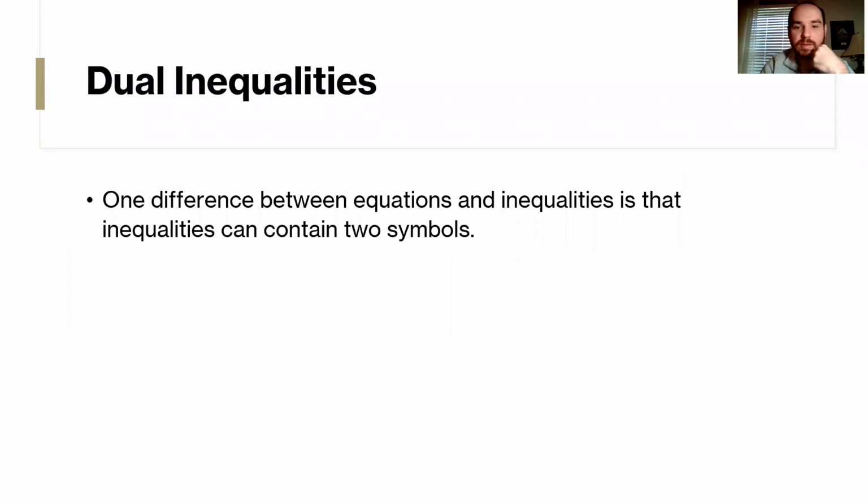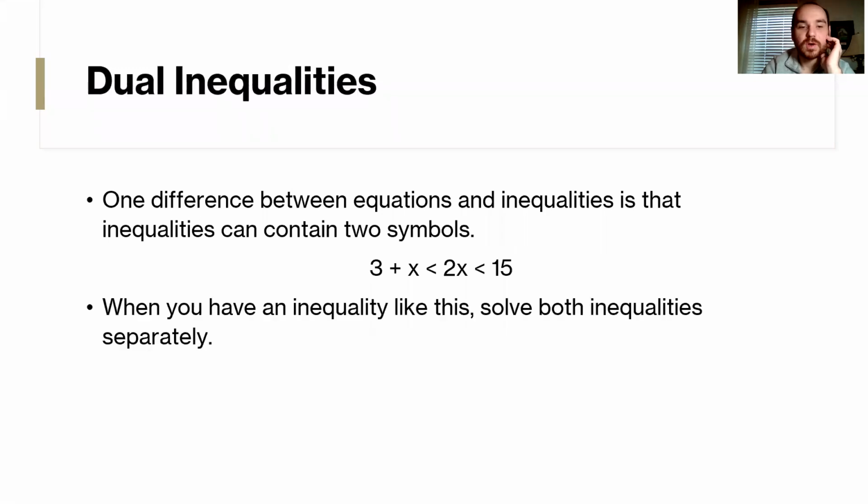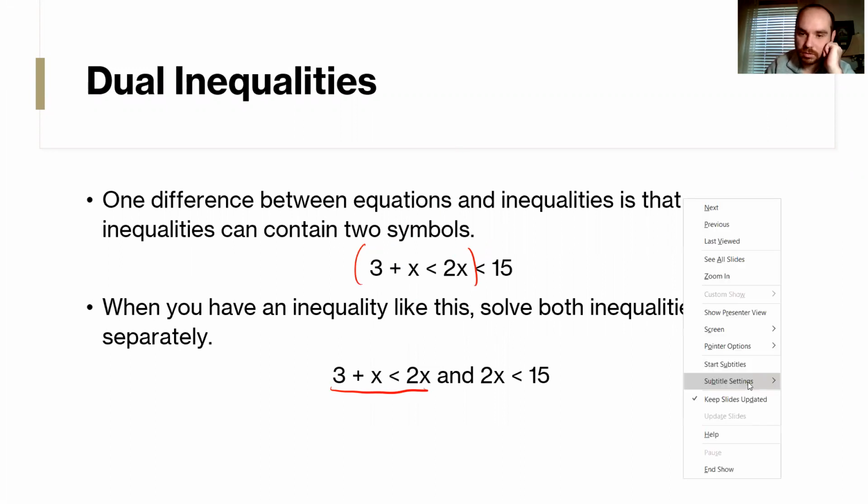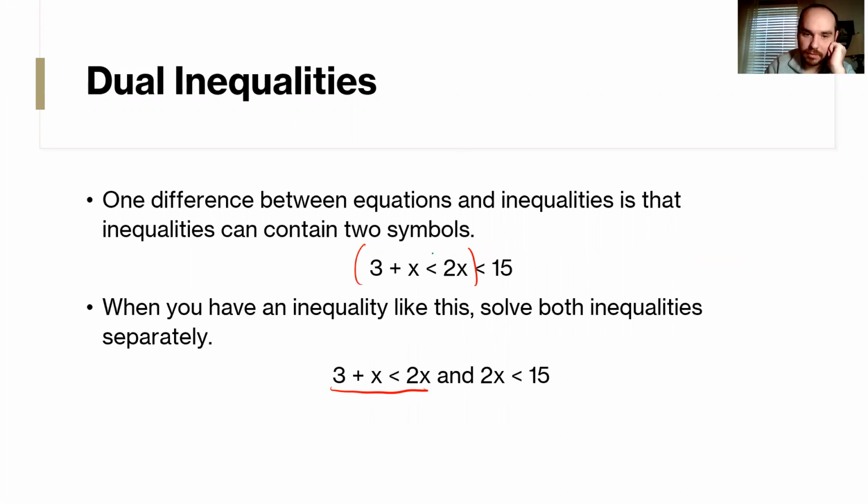Dual inequalities. One of the major differences between equations and inequalities is that inequalities can contain two symbols. So like here, we have 3 plus x is less than 2x is less than 15. When you have an inequality like this, you want to solve both inequalities separately. So you want to solve these two inequalities instead, right? I just took this half, and then I took, let's go green, this half. So that's this one. And we can solve each of these individually. So in this case, we have 3 plus x is less than 2x. So 3 is less than x.